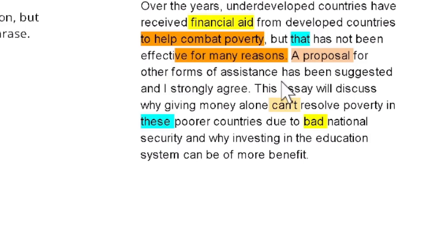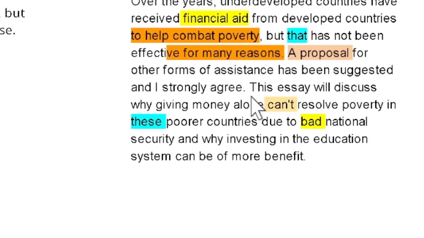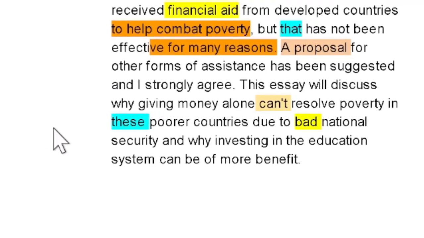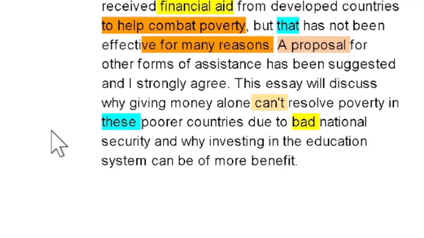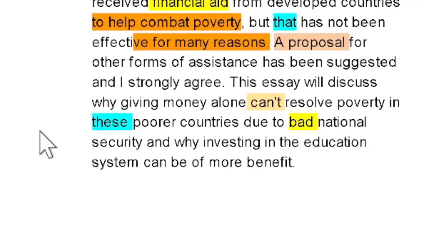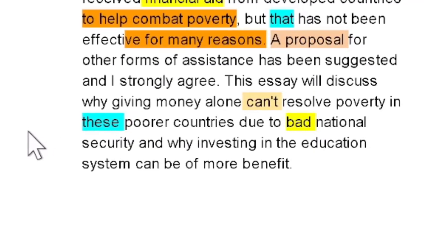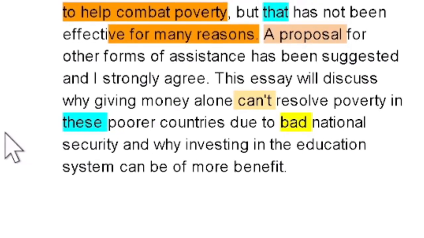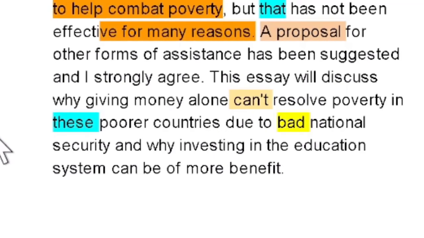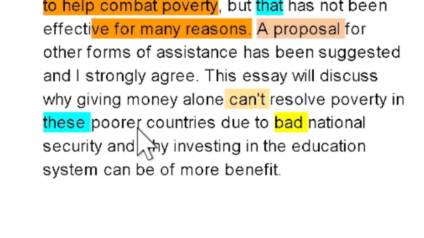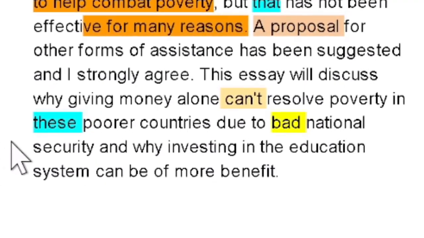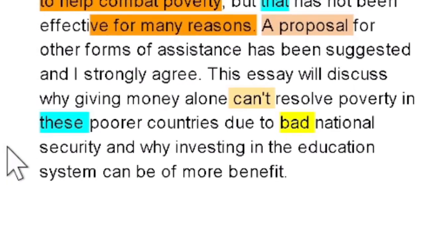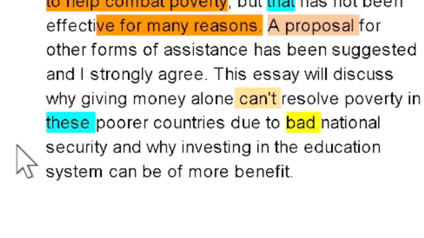A proposal, just one, for other forms of assistance has been suggested, and I strongly agree with what? This essay will discuss why giving money alone, don't forget, no contractions, cannot resolve poverty in these poorer countries. Well, these, which ones? Due to bad national security. Okay, leaving aside for what national security is, leave out the word bad.